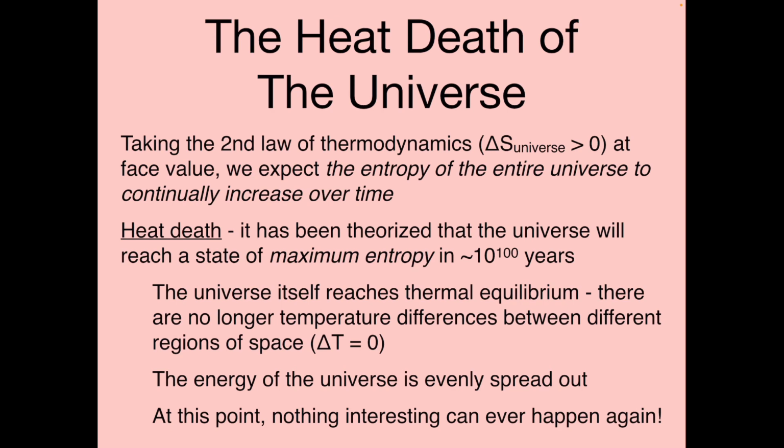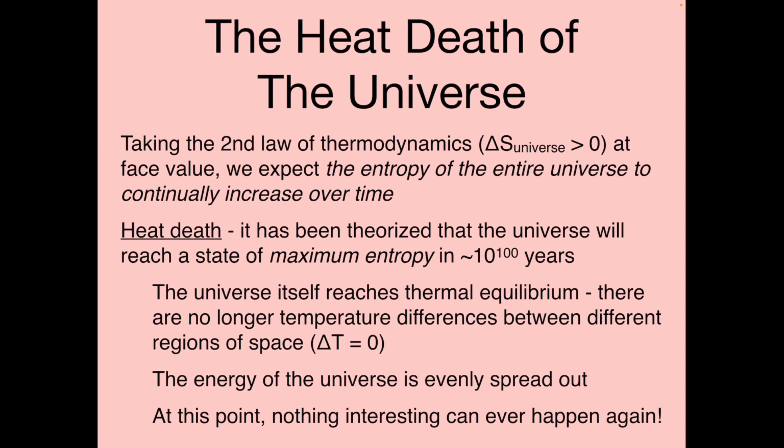So the idea of heat death is that at some point we expect the entropy of the universe does max out. It reaches a maximum value. And according to calculations that theorists have made, this isn't going to happen for a very long time. Something like 10 to the 100 power years is how long we'd have to wait to see the heat death of the universe. But what does this look like? What does it look like when the universe reaches this state of maximum entropy?